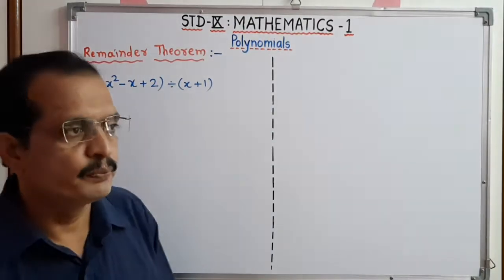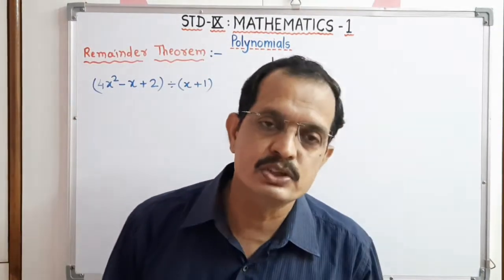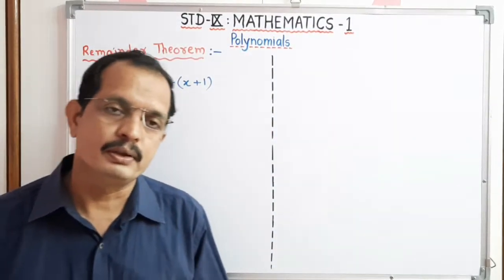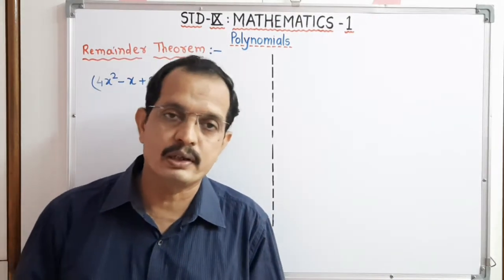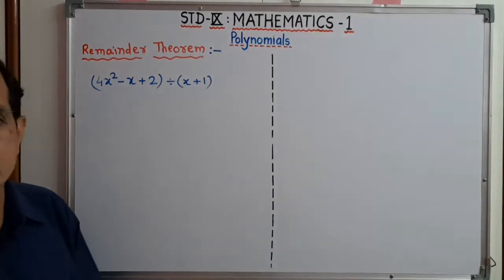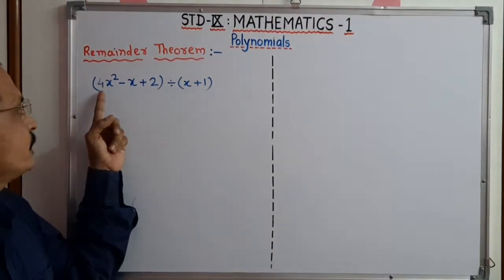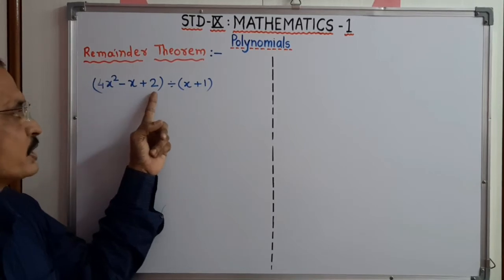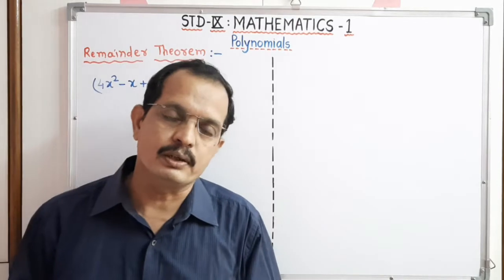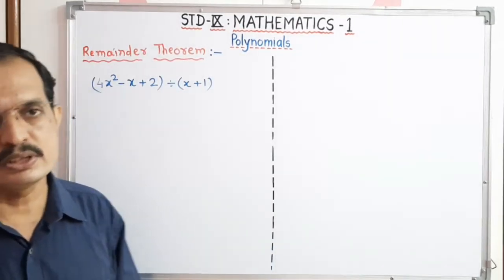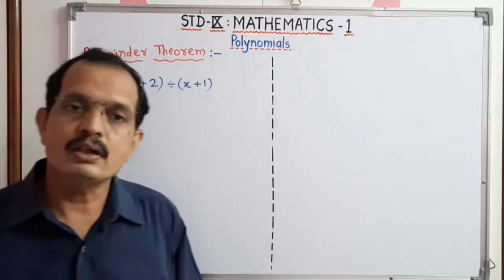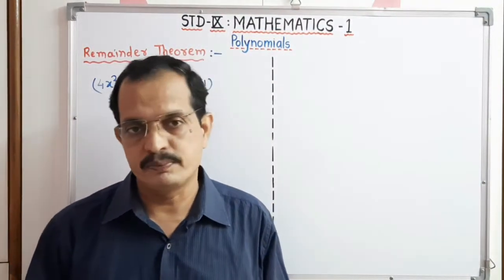Now dear students, all of you know about the division of polynomials. How to divide a polynomial? There are two methods we have already learned in the previous videos. In this video, one division is given: 4x square minus x plus 2 divided by x plus 1. We learned two methods. The first one is the simple method that we are using. Then there is another method, that is synthetic division.